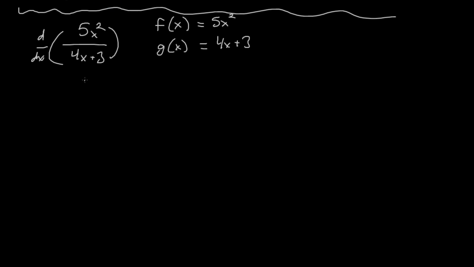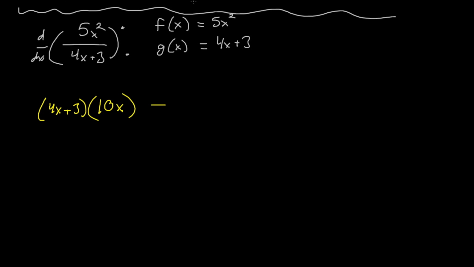Okay, so we know we have to use the quotient rule because we have some function, f of x, divided by another function, g of x. And so we're just going to bust out our handy mnemonic, which is low d high minus high d low all over low squared. So let's just go through that step by step. So low d high is going to be 4x plus 3, our low, times the derivative of our top function. And if we use power rule, we get 10x.